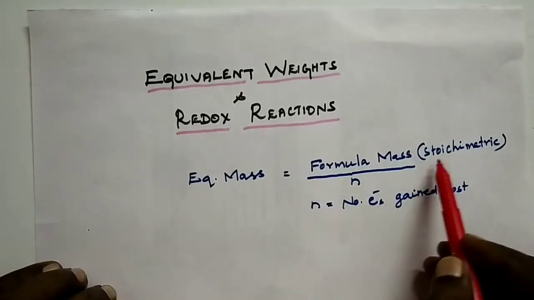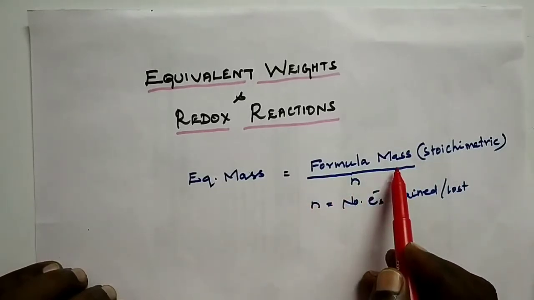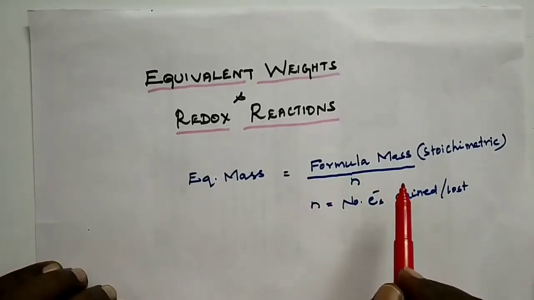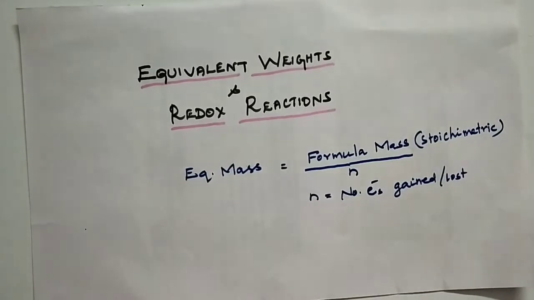What is the stoichiometric? Actually, we need to take the formula mass according to the stoichiometric equation. You will understand this when we get into the examples. Let us see this example first.